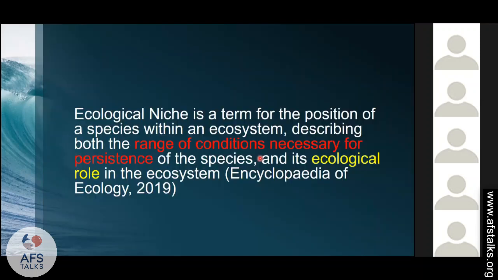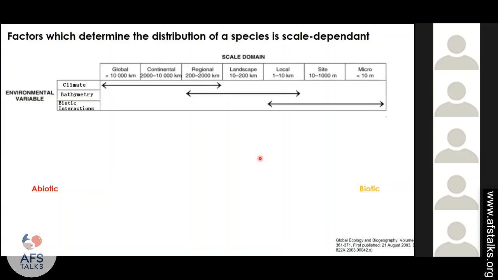The widely accepted definition of an ecological niche is a term for the position of a species within an ecosystem, describing both the range of conditions necessary for persistence, that is the abiotic factors of the species, and its ecological role in the ecosystem, that is the biotic factors. The distribution of a species, determined by these factors, is also scale dependent. Sometimes we look at a global scale, and sometimes at a local scale, so we need to be cautious. Species distribution modeling is sometimes scale dependent.